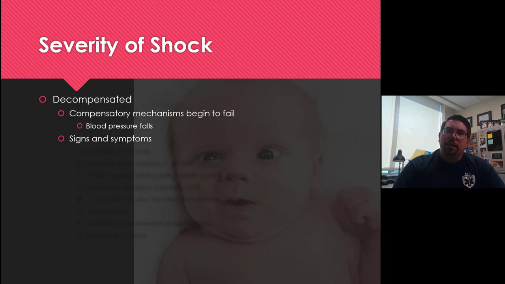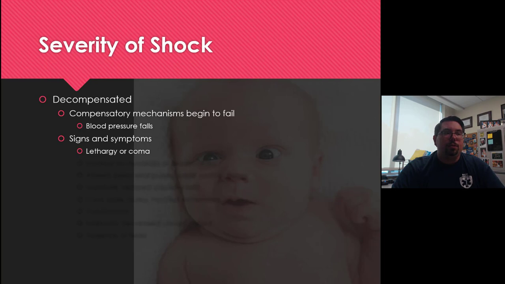Now, when we look at the next level of shock, from early shock or compensated shock, now we look at decompensated shock. This is where the compensatory mechanisms that have been put into place now begin to fail. These include things like the increase in heart rate and the increase in respiratory rate, which now begin to fail. And since those compensatory mechanisms fail, we see a drop in the overall blood pressure.